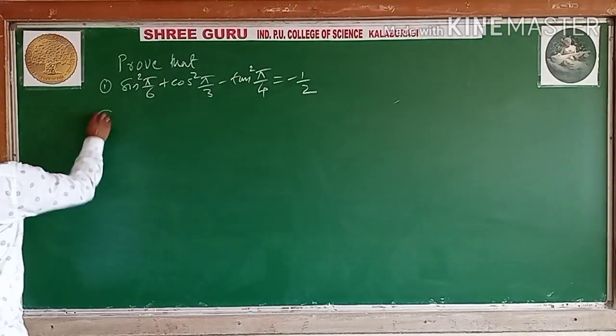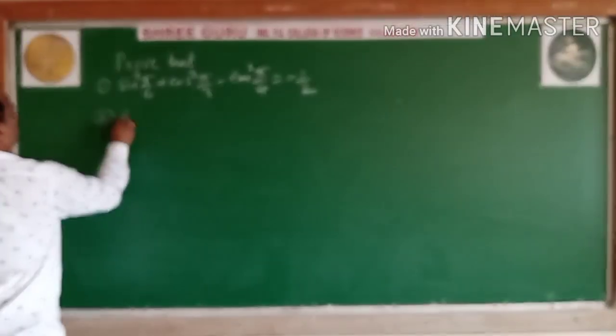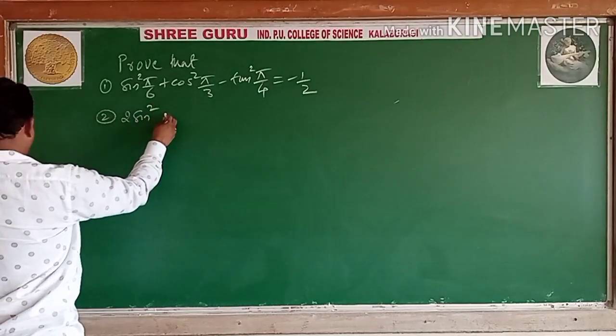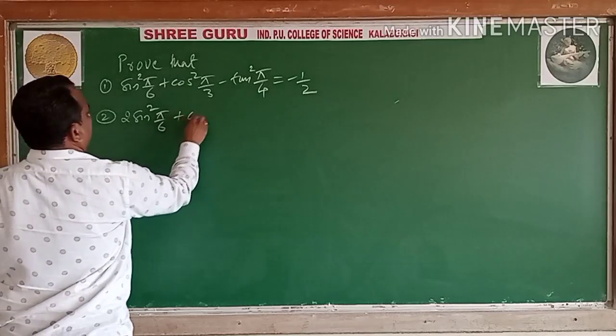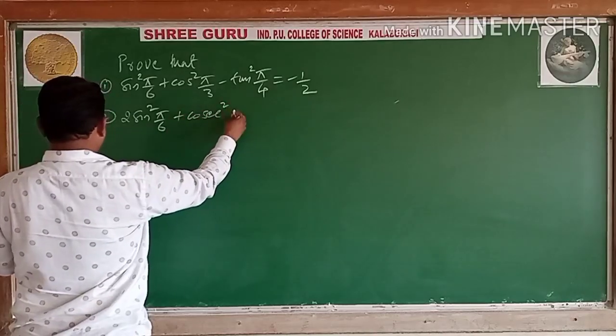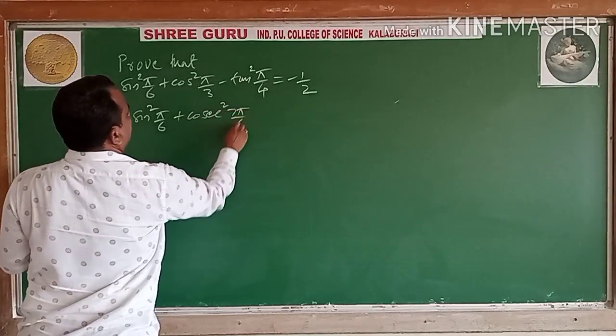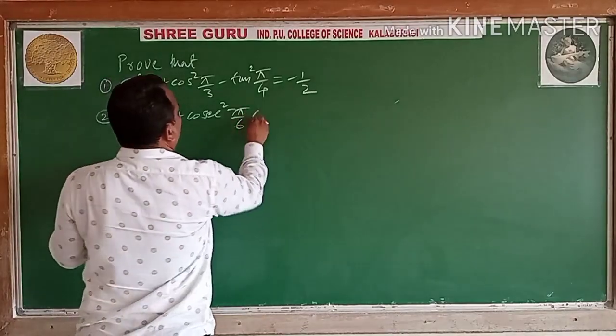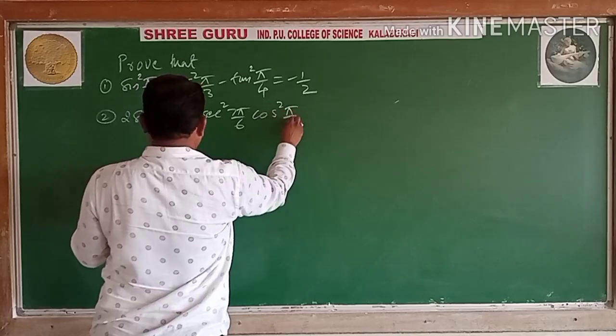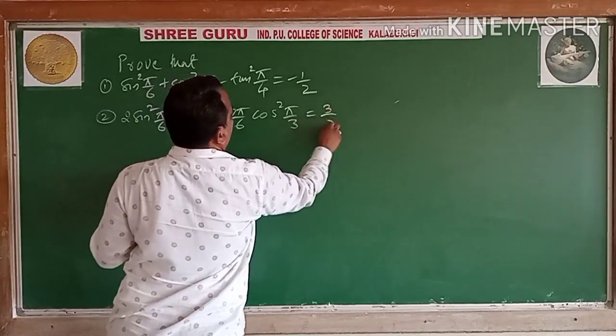Second one: 2 sin square of pi by 6 plus cosecant square of 7 pi by 6 into cos square of pi by 3 is equal to 3 by 2.